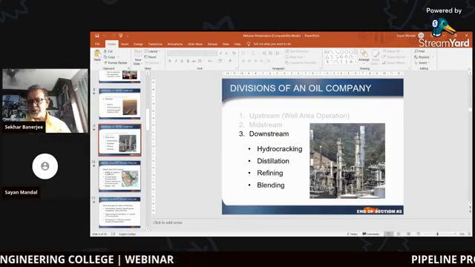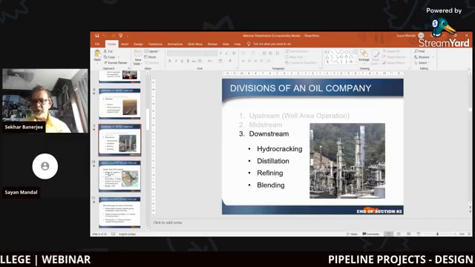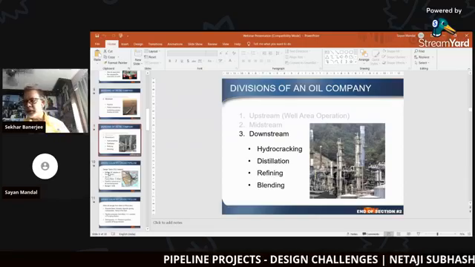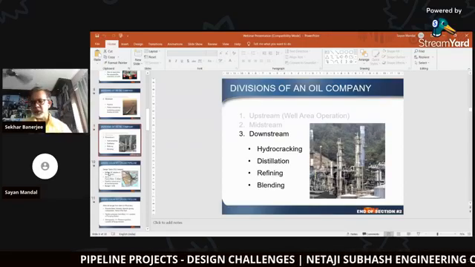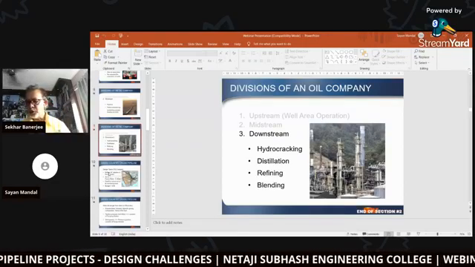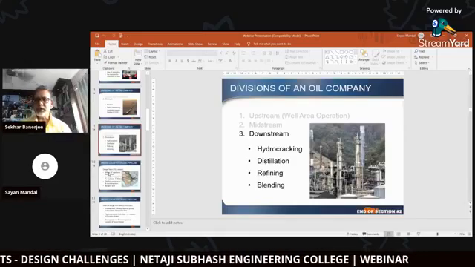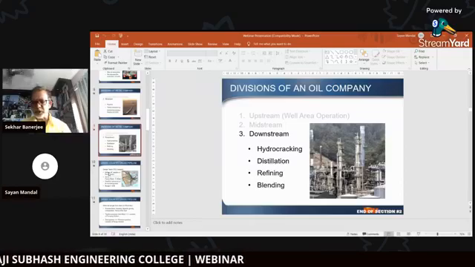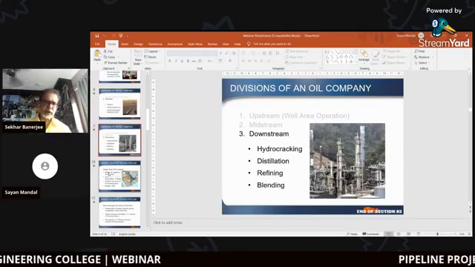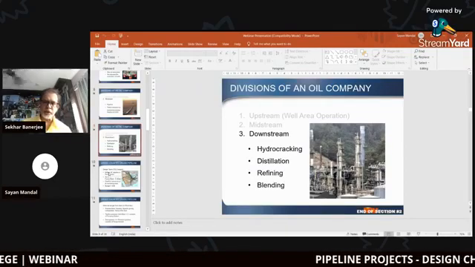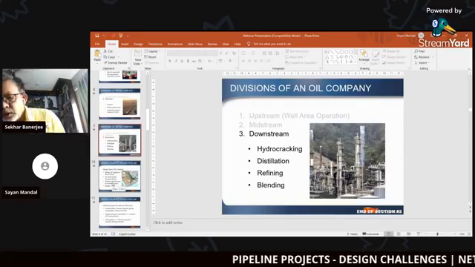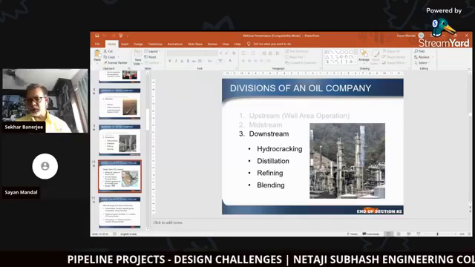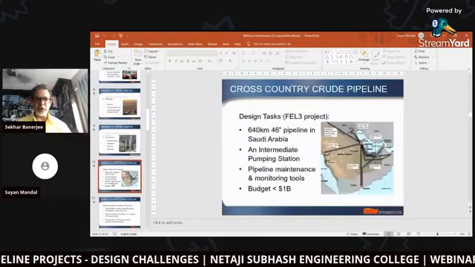And then these things are blended based on the customer's requirement, like probably Europe needs a different type of oil, India needs a different type of oil, Saudi Arabia, they blend it that way to the customer's choice and send it. Everything is done in the downstream section. Now that is all about the divisions of an oil company. Now we'll move to the real project which I have done, and let me share that experience. Next slide, please.